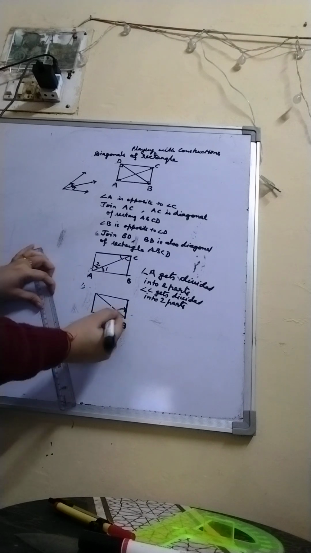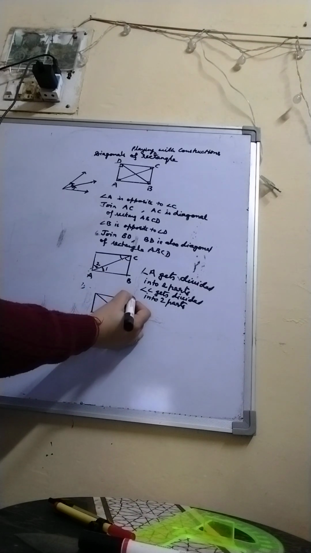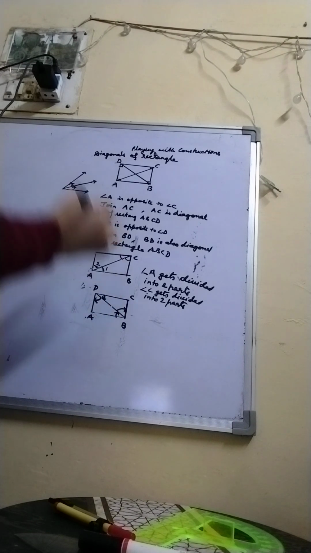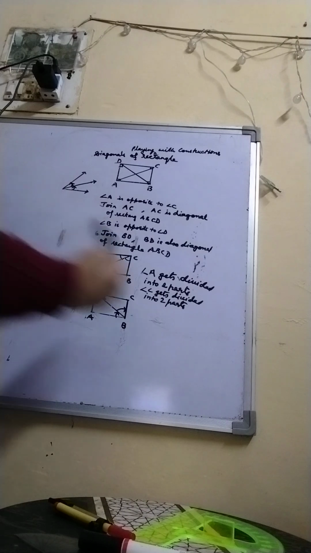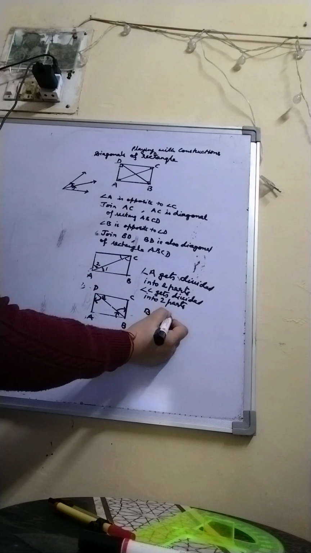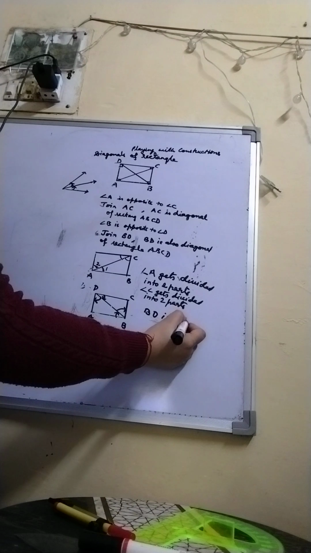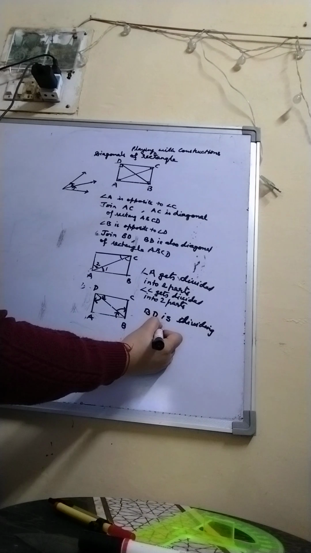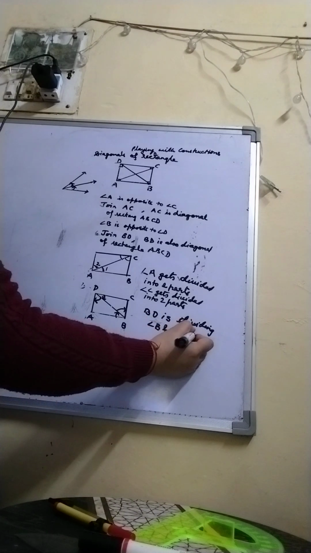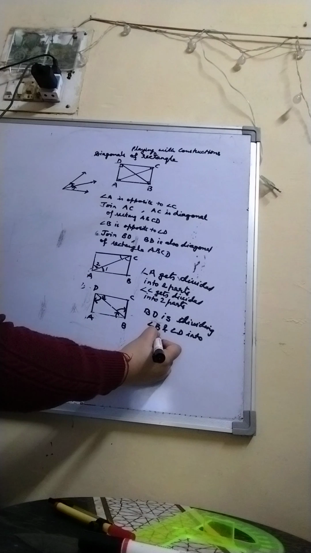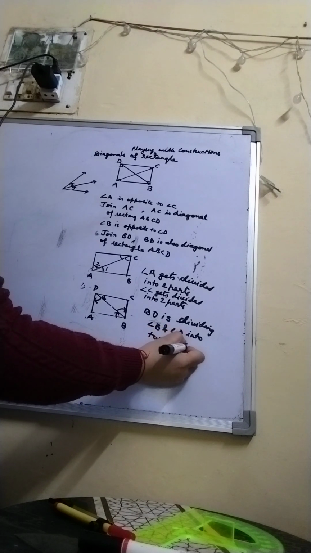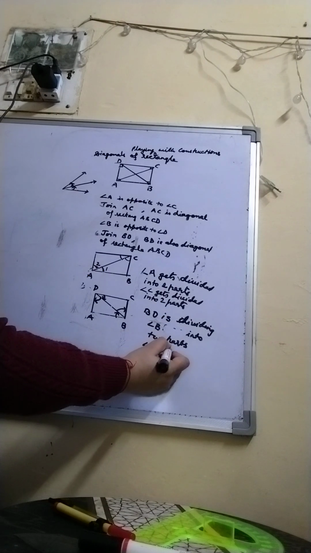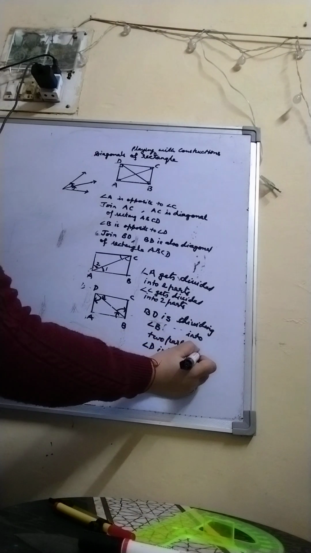then it also divides angle D into two parts like this. So you would say that BD is dividing angle B and angle D into two parts each. Okay, angle B into two parts and angle D into two parts. This you have to remember.